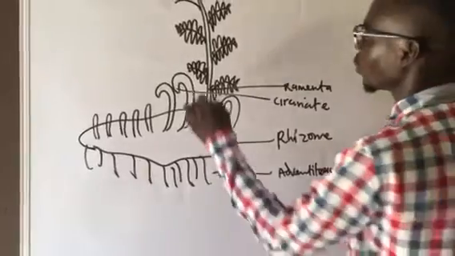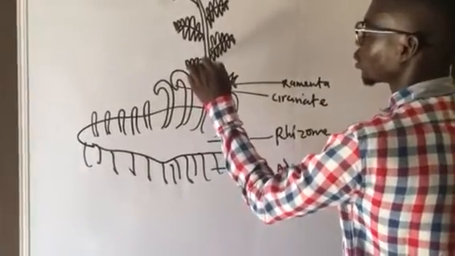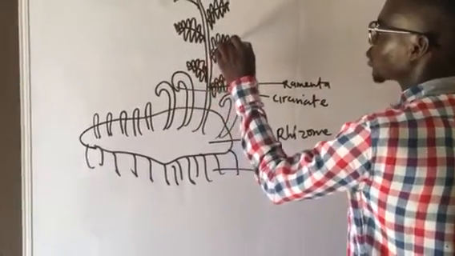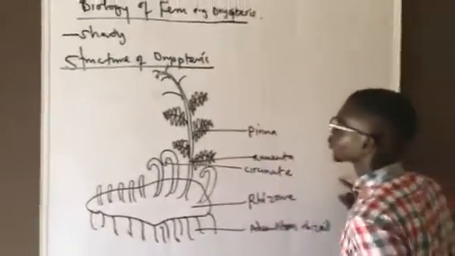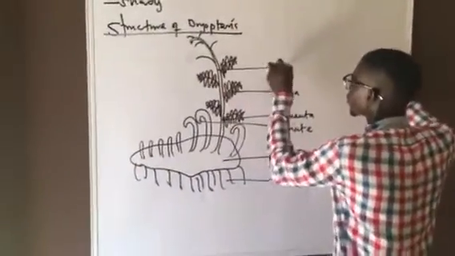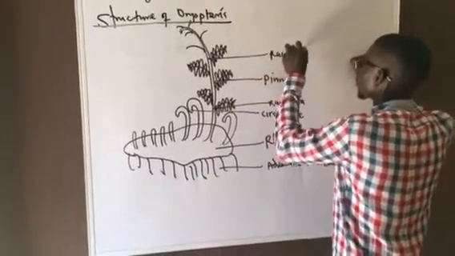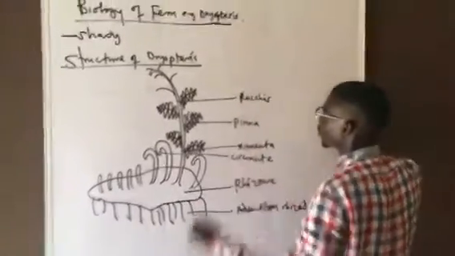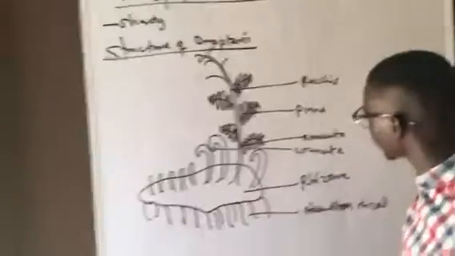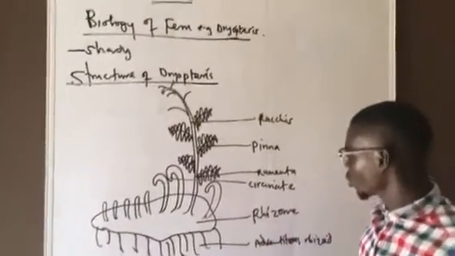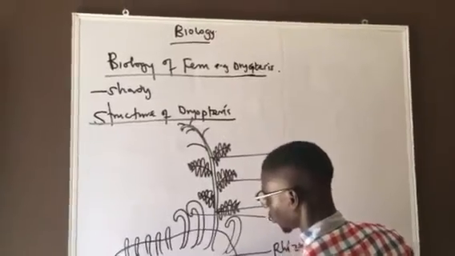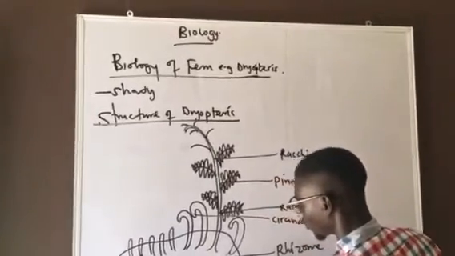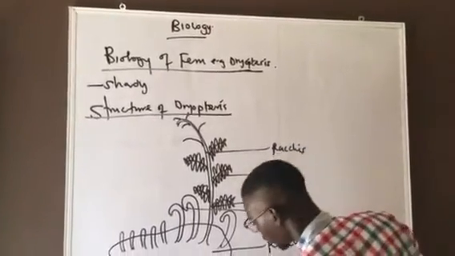Okay, then we have the leaves, the pinna. We have the rachis. So those are the parts. So when we talk about the structure of sporophyte, this is sporophyte of Fern. Sporophyte of Fern, Dryopteris.